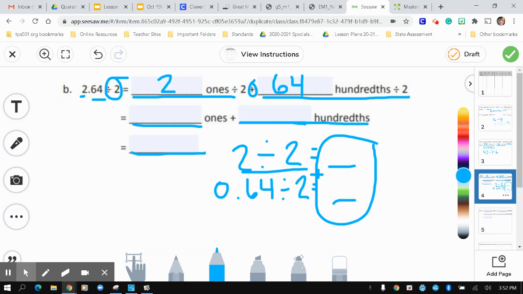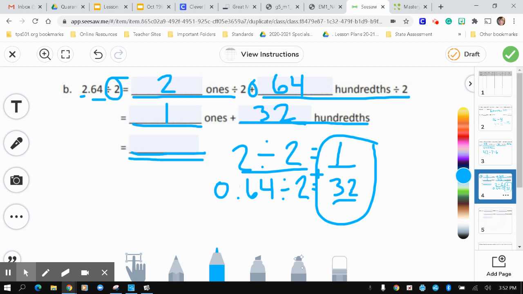So 2 ones divided by 2, so 2 divided by 2 is 1, 1. Now we have 64 divided by 2. So if I know what 6 divided by 2 is, that's 3, and 4 divided by 2 is 2, I am going to have 32 hundredths. But now you have to take these unit form numbers and put them into standard form as a decimal right here.